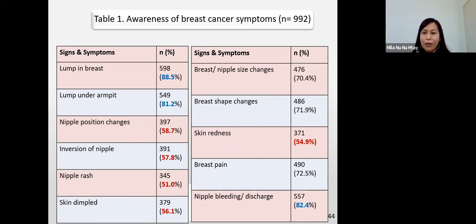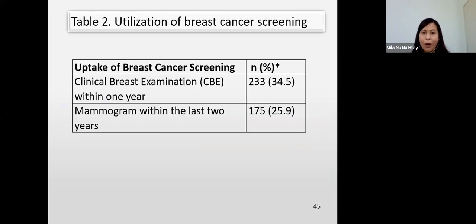So generally, what we know from that study is that in that defined population, lump symptoms are commonly known, but they still need to improve their awareness of the non-lump symptoms. Okay, so that is the first thing. Then how about the uptake, our second objective? Approximately only one third had the clinical breast examination, one quarter had a mammogram. So actually it should be more than 70%, 80%. So the screening uptake should be improved.